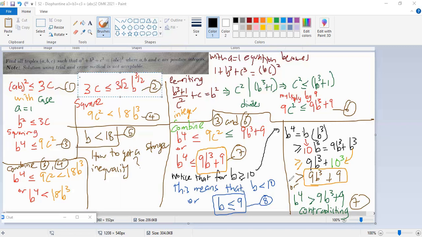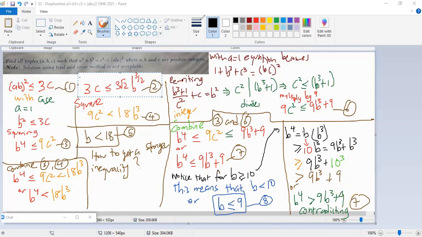That means this is B to the power of 4. Please take note, bigger than that, but it's less or equal to. So both cannot be satisfied at the same time. Contradiction. That's why we say contradiction down here. Please take note. Now that means we establish on this image B is less or equal to 9.